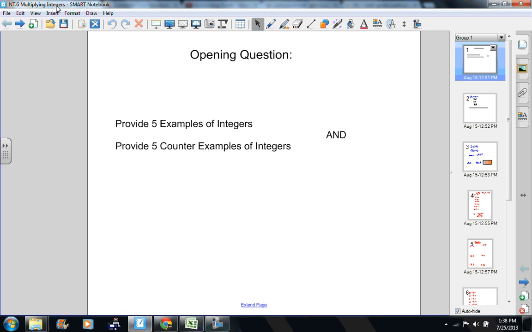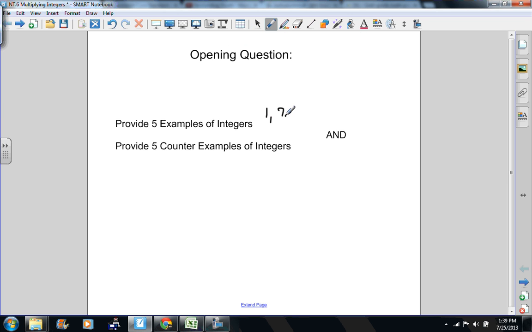Okay, so 5 examples could be any integer, 1, 2, 3, 4, all the way up, and then 0, and all of the negative numbers. Okay, so for me, 5 examples would have been 1, 7, -7, 0, and -47. 5 counterexamples could have been any decimal or any fraction. So 1/6, 0.4, 1/8, 4/7, -6/13. Something like that. Okay?